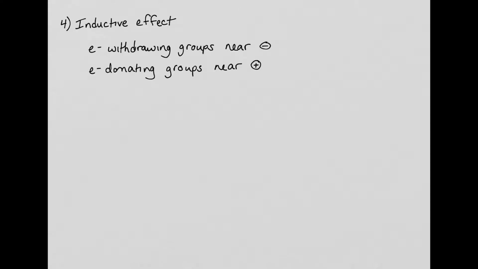We see the inductive effect when there are electron withdrawing groups close to the negatively charged atom of the base, or electron donating groups near the positively charged atom of the acid. These groups polarize the electron density through covalent bonds, helping to stabilize the charge. Let's look at an example.